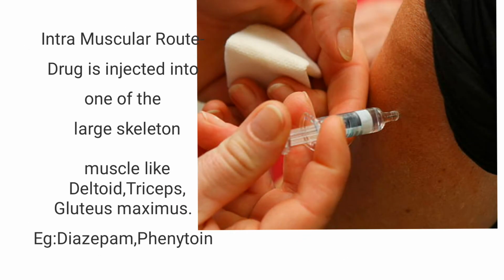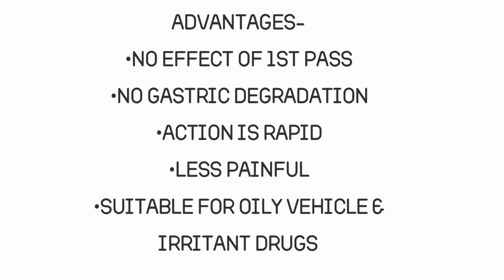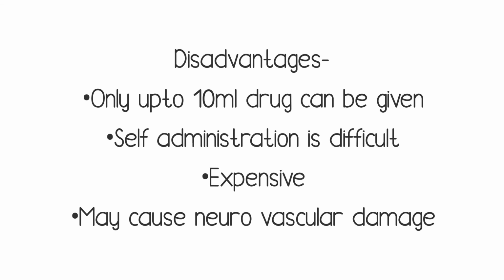Now let us move on to the intramuscular route. Here, the drug is injected into one of the large skeletal muscles like deltoid, triceps, gluteus maximus, which is the largest and heaviest muscle in the body. Example is diazepam, phenytoin. Advantages: first pass is avoided, and also gastric degradation is avoided. It is less painful and action will be rapid and is suitable for oily vehicle and irritant drugs. The disadvantages are only up to 10 ml drug can be given. It is expensive, may cause neurovascular damage.